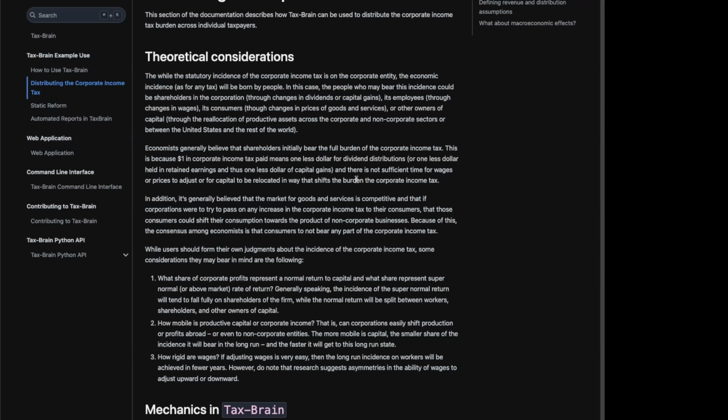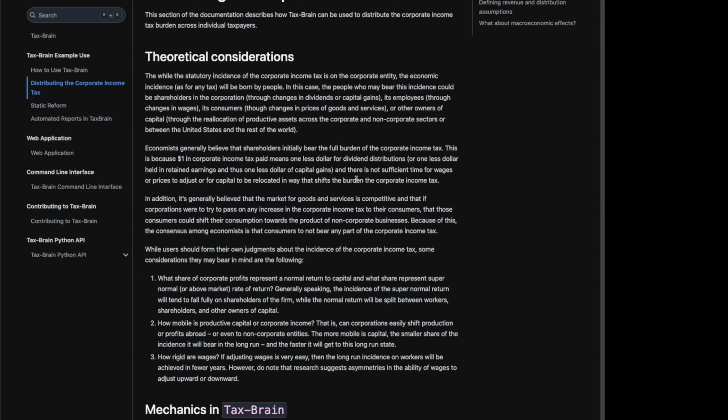shareholders, or its customers. All right, so knowing that, we can understand that the incidence of the corporate income tax is going to fall on people. Now, the next question is, which people is that? So we basically have three groups that it could fall on: employees, consumers, owners.